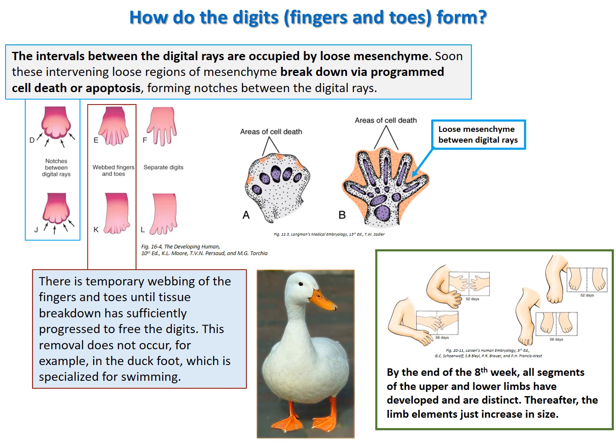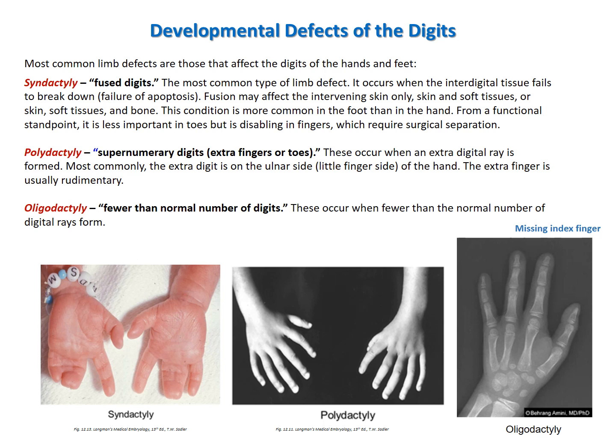By the end of the 8th week, all segments of the upper and lower limbs have developed and are distinct. Thereafter, the limb elements just increase in size. As it turns out, the most common limb defects are those that affect the digits of the hands and feet. Here we see examples of defects in the hands.